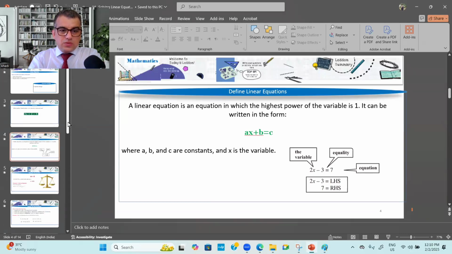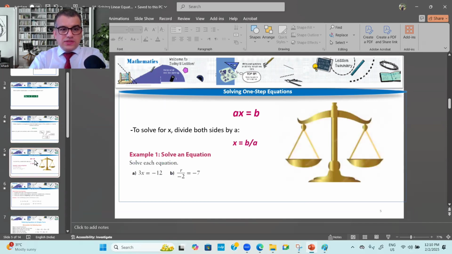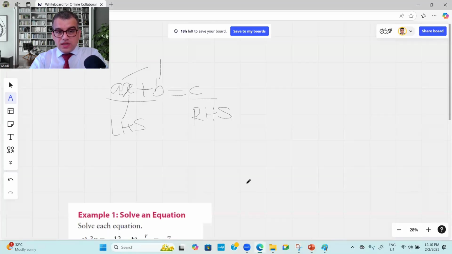To make this topic easy, I considered it under several subtitles. The first one is solving one-step equations. One-step equations look like ax is equal to b. To solve these types of equations, we just divide both sides by a. A is the coefficient of x. So let's do some examples.